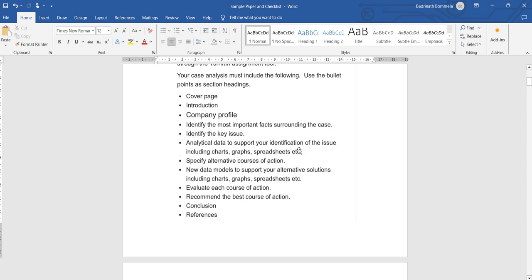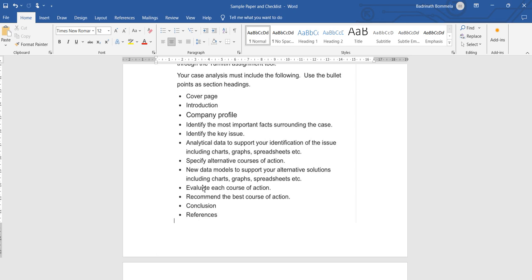Next, to resolve this problem, what kind of alternative solutions we have, those solutions we will be discussing in detail. Next, what kind of new data models we can include to analyze the problem and to ensure that the problem is resolved, what kind of data models we can adopt, that will be discussed. We can include three or four data analytical models in the course of action to resolve the problem.